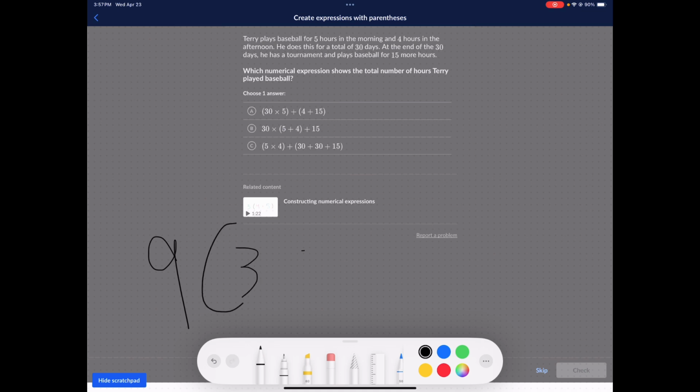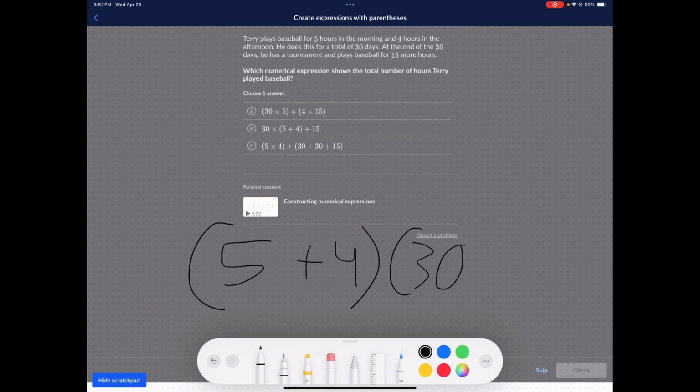9 times 30. At the end of the 30 days, he has a tournament and plays baseball for 15 more hours, so we're adding 15. Just to simplify here, I think this equation will be 5 plus 4, times 30, and then he will do 15 more. So I think that's our equation. Give this a star, and then we'll find an equation close to that with the choices.